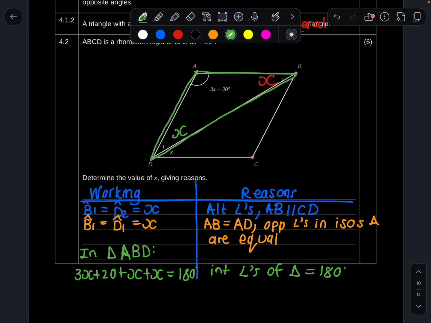If we simplify, 3x plus x plus x is 5x, which is equal to 180 minus the 20. So 5x is equal to 160. And so x is 160 divided by 5. So x is 32 degrees.